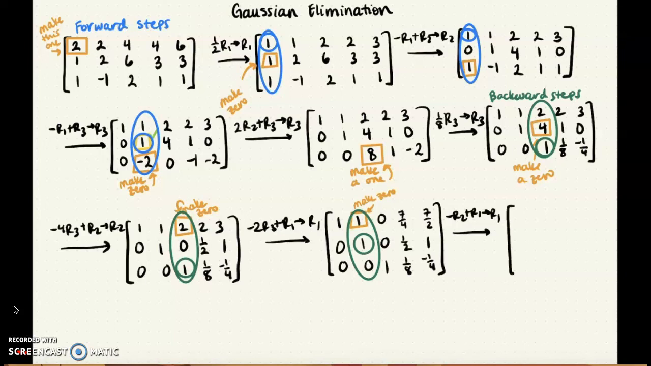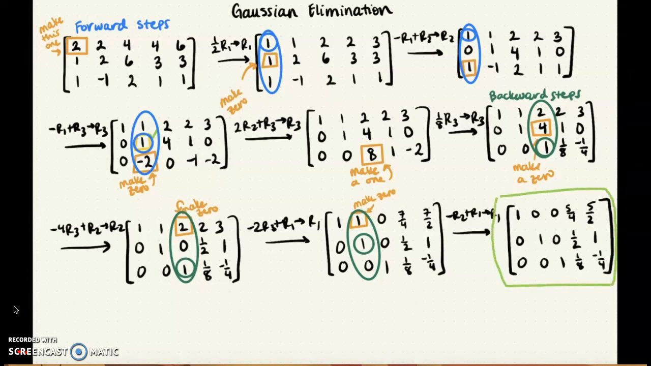That leaves me with 1, 0, 0, 5/4, 5/2, 0, 1, 0, 1/2, 1, 0, 0, 1, 1/8, -1/4. And that is our answer. That is our matrix in reduced row echelon form.